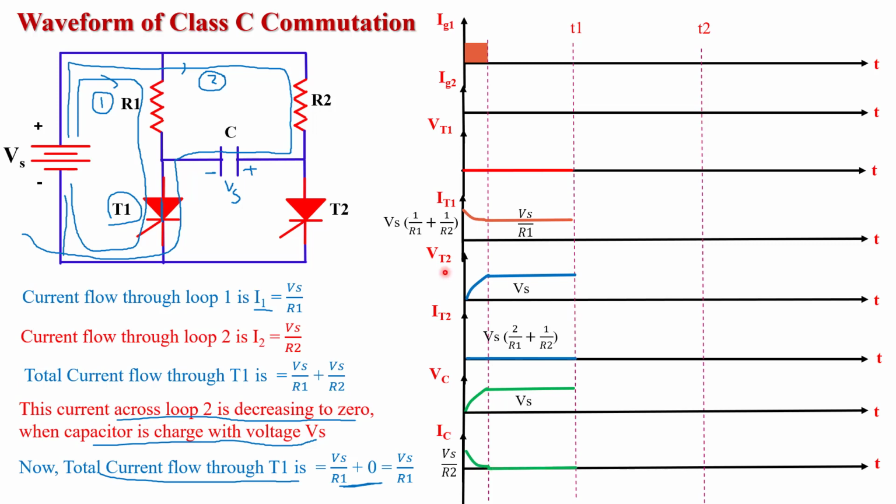Now what about the voltage and current across the T2 thyristor? T2 is turned off at this time, and when T2 is turned off, the voltage across the T2 thyristor is maximum. We get the maximum voltage drop across the device, which is equal to Vs. And because T2 is turned off, there is no current flowing across T2, so this is 0. So this is the waveform of mode 1.